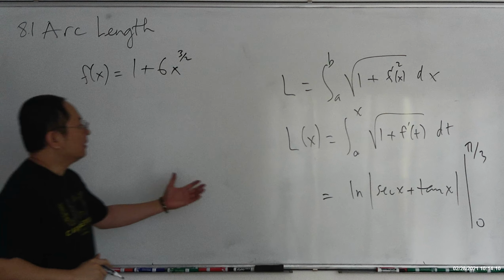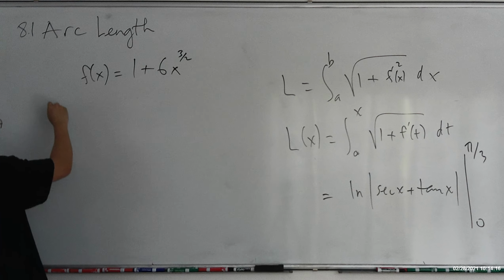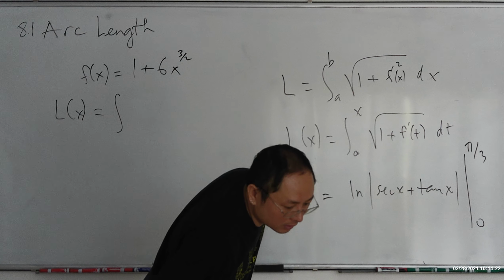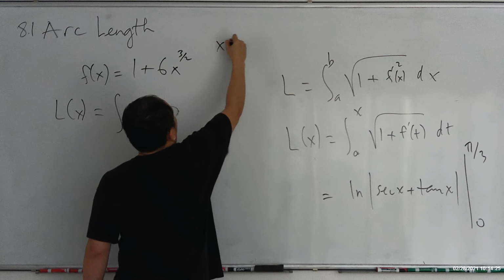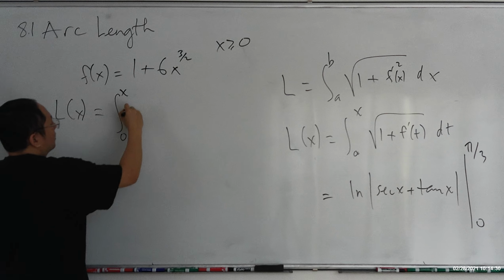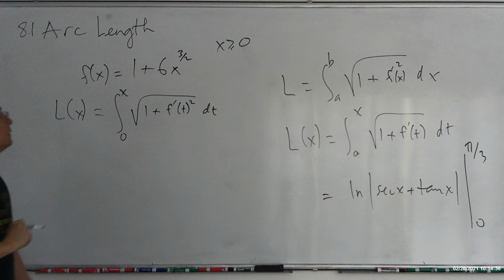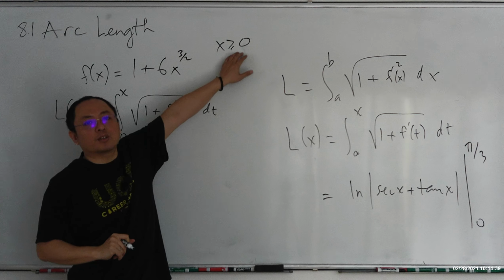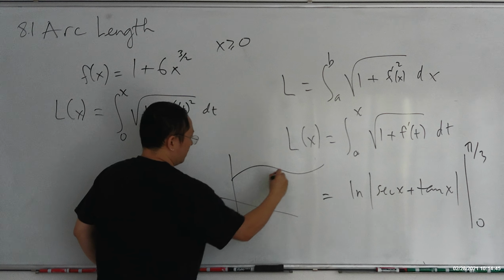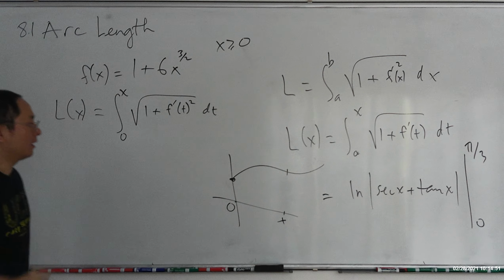Okay? Now, we want to find the arc length function. So, what do we do? The arc length function is the integral from, you start from what? Actually from 0. Okay? x is greater than or equal to 0. Right? The integral from 0 to x, going up, of the square root of 1 plus f prime t squared dt. Okay, this is just the initial point. Say this is x. This is 0. x is moving. The first point is right there. Kind of like that.